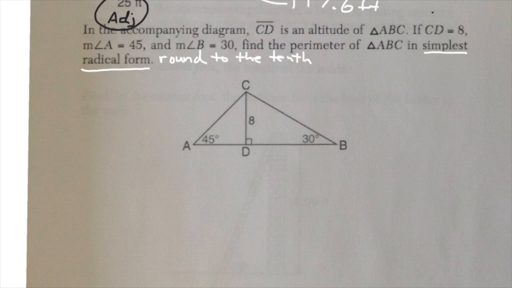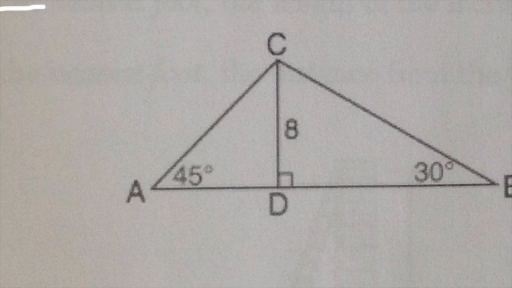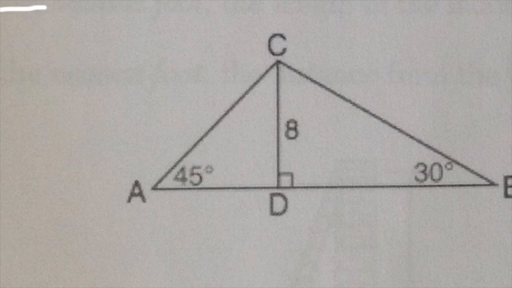All right, let's begin figuring this out. So they want to know the perimeter of this triangle. And what do we know so far? Well, we know that the triangle on the left is a special kind of triangle. It's definitely a right triangle because CD is an altitude.